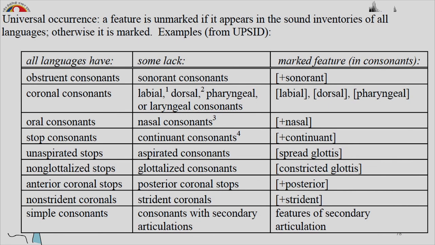A feature is unmarked if it appears in the sound inventories of all languages, otherwise it is marked. So, marked features in consonants: all languages have obstruent consonants, some lack sonorant consonants. All languages have coronal consonants, some lack these; labial, dorsal, pharyngeal or laryngeal. All have oral consonants, but can lack nasal consonants. Stop consonants are universal, but languages can lack continuant consonants and aspirated stops. There are unaspirated stops, but aspirated can be missing. Non-glottalized can be there, glottalized can be missing. Anterior coronal stops can be there, posterior can be missing. Non-strident coronals are there, strident coronals can be missing. And simple consonants are there, but complex consonants with secondary articulations may not be there in many languages.